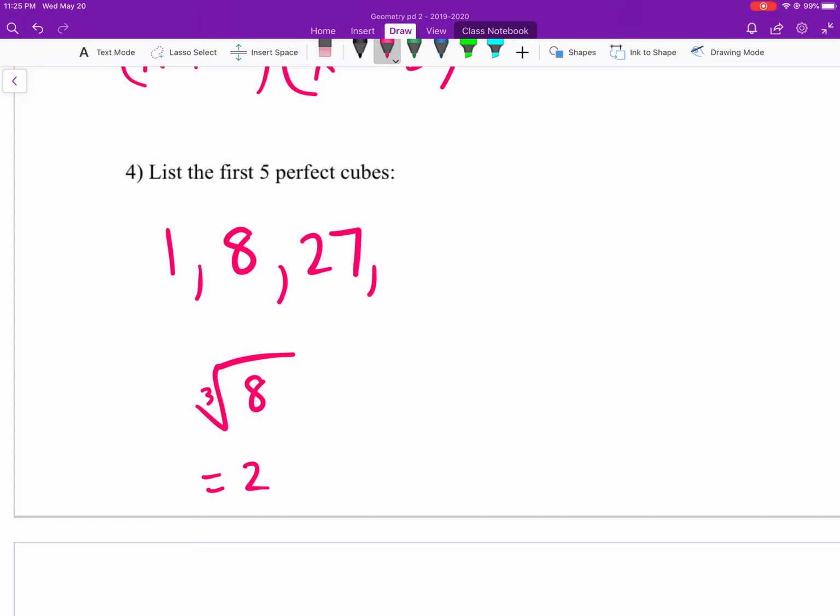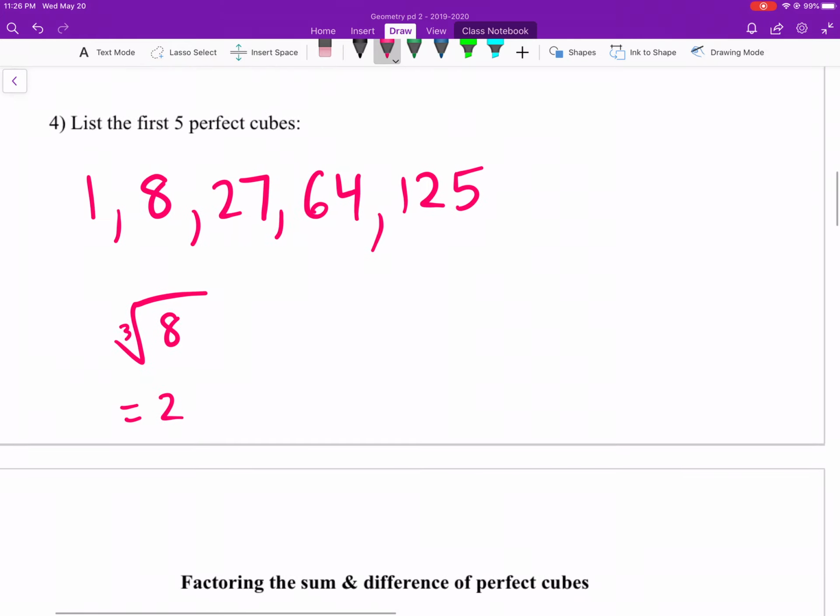Okay, 4 times 4 times 4, or 4 to the third power, or 4 cubed, right? That gives you 64. And 5 times 5 times 5, or 5 cubed, 5 to the third power, gives you 125. And we can go on and on, right? 6 times 6 times 6, 7 times 7 times 7, on and on. They'll go on forever, but these are the main ones we have to memorize and work with today.